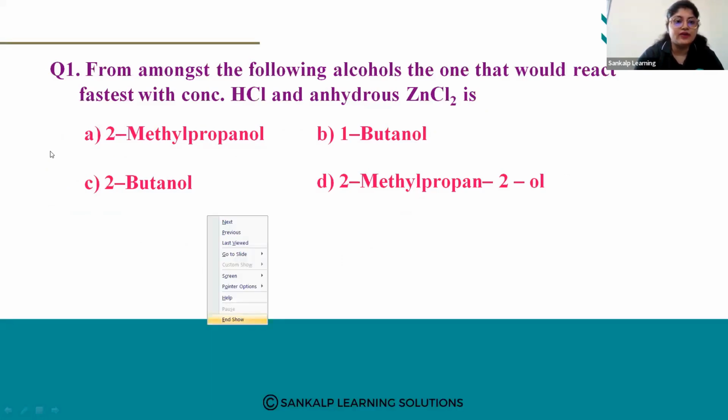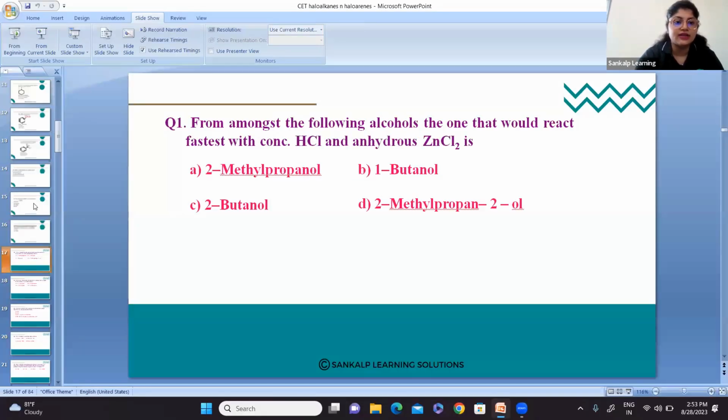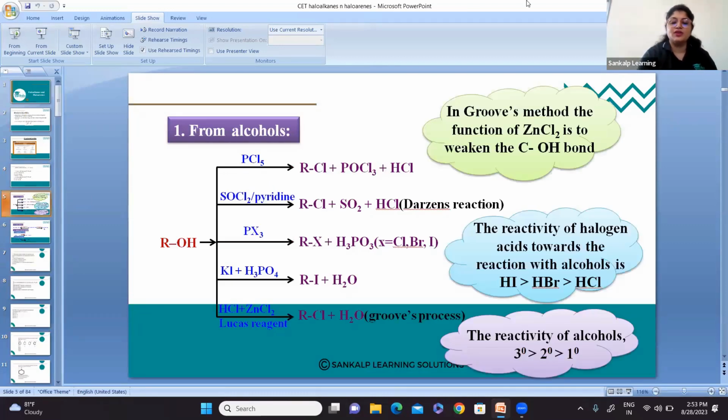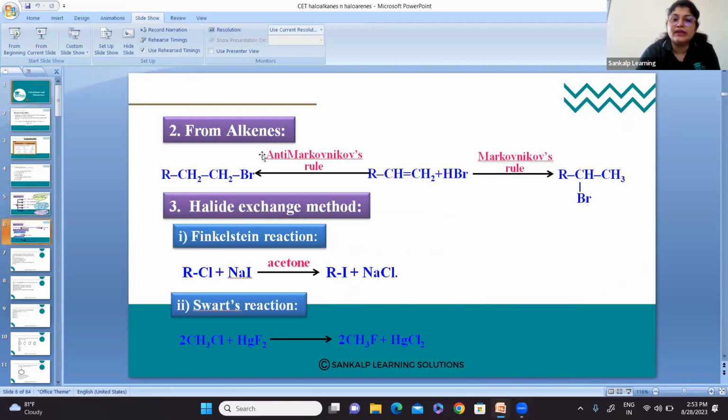We have completed the introduction and classification. Now we have to start with the methods of preparation. We have very little time, so this will take more time. The methods of preparation are, first, from alcohols. Then we are going to see methods of preparation of haloalkanes from alkenes. Then halide exchange methods. Then some of the important name reactions. Based on this, we are going to solve MCQs.